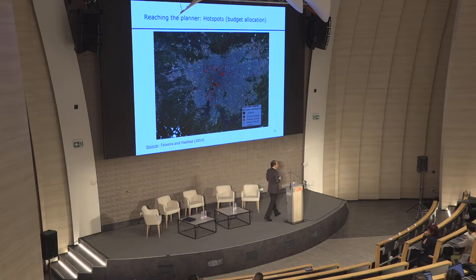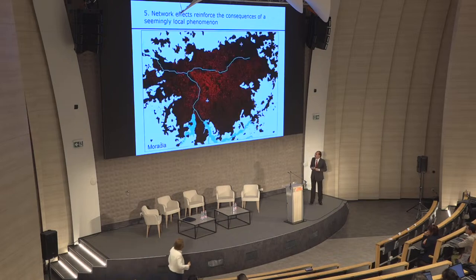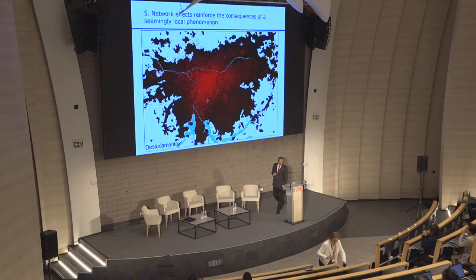flooding in the city by looking, okay, there is a higher potential economic loss here, so let's allocate more money in this area rather than an area that does not generate much loss. Right. Take into account network effects also, it's important.